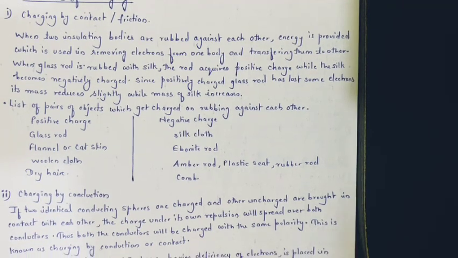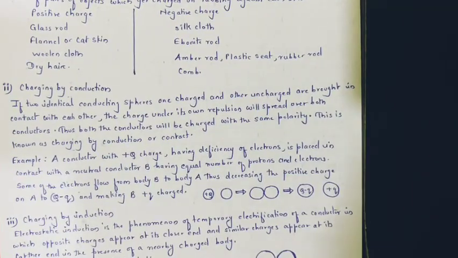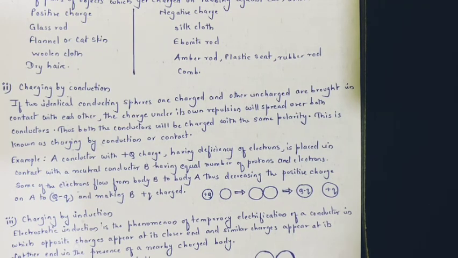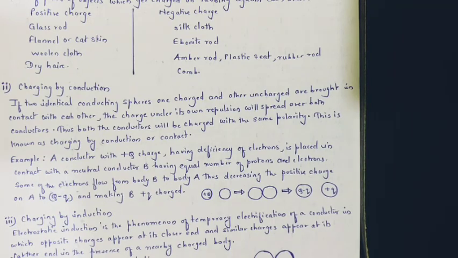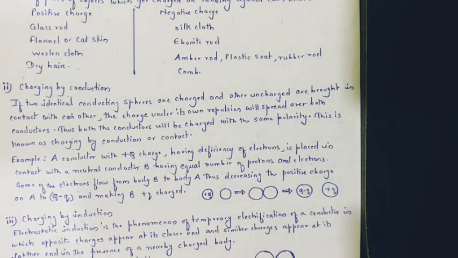The second method of charging is charging by conduction. Now what is charging by conduction? Basically, one body will be charged and another body will not be charged. When these two bodies are brought in contact with each other, the charges will flow from the body which is charged to the body which is uncharged. And why does this happen? Simply because of the force of repulsion.